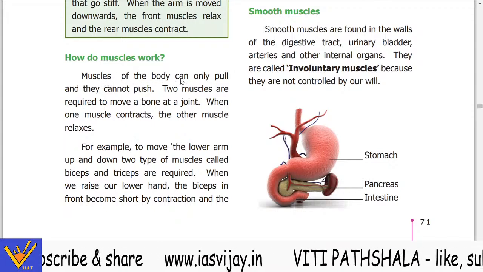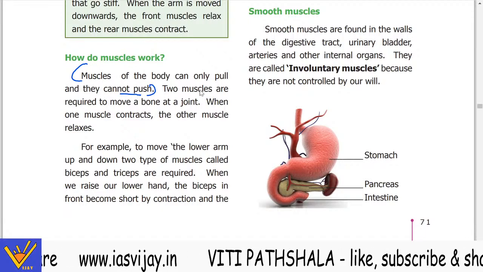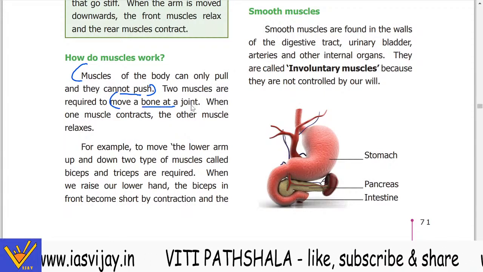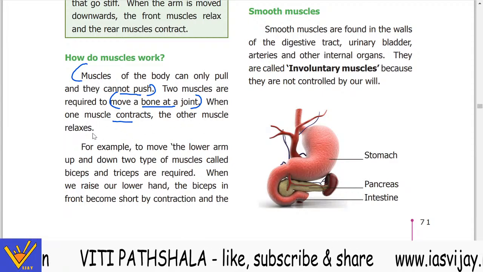Now muscles of the body can only pull, they cannot push. Now two muscles are required to move a bone at a joint. Now when one muscle contracts, the other muscle relaxes.